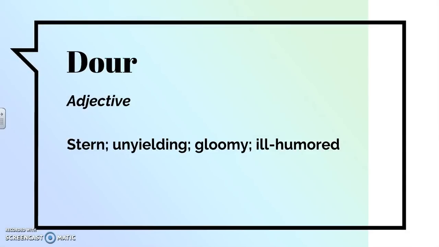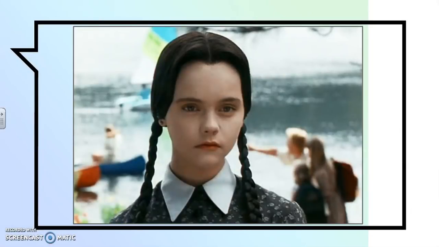Next word, dour. Dour is an adjective, and it means stern, unyielding, gloomy, or ill-humored. Wednesday Addams is a classic dour character. She never smiles. She says dark and creepy things to children. She is unyielding and stern and gloomy. One word you can remember this is the word sour rhymes with dour. A sour person is also gloomy and unyielding.